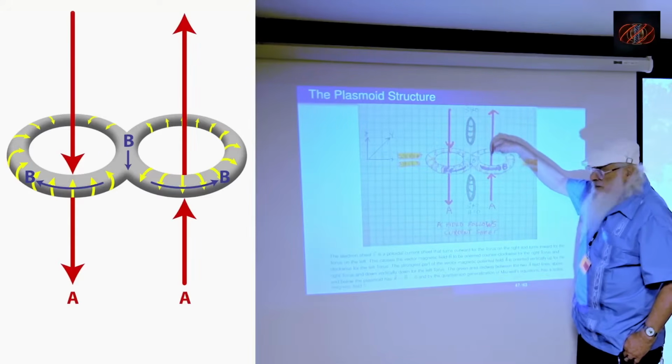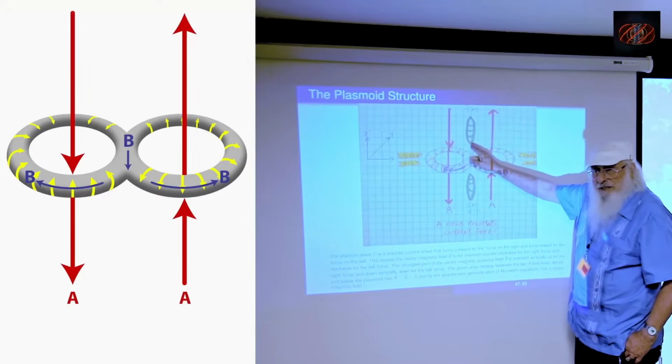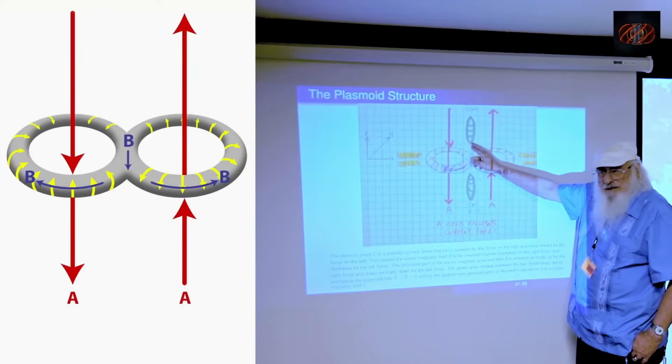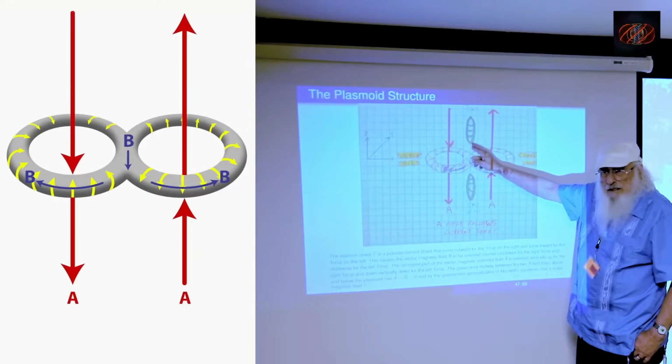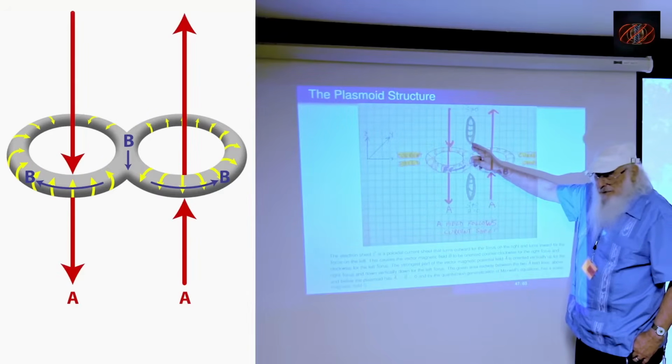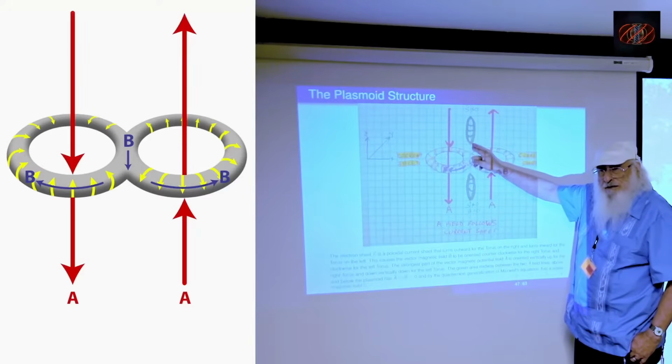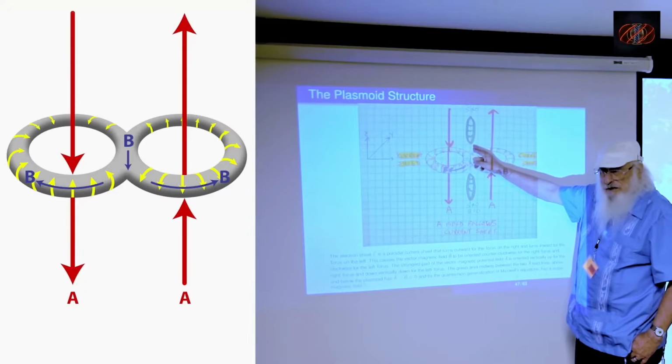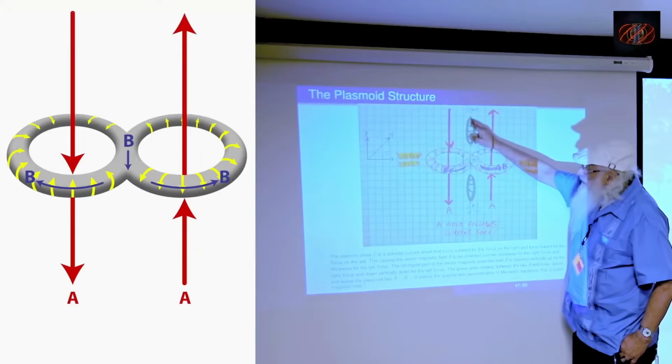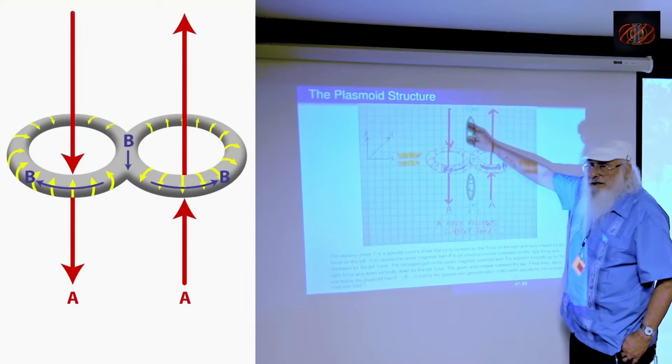This one's going up, this one is going down. When they meet in the middle, 0 A field, they cancel each other out. If there's 0 A field, tell me about the magnetic, the energy carrying magnetic field. That's equal to the curl of the A field. And if the A field is 0, the curl of the A field is 0. So this is a place where there's no magnetic field.